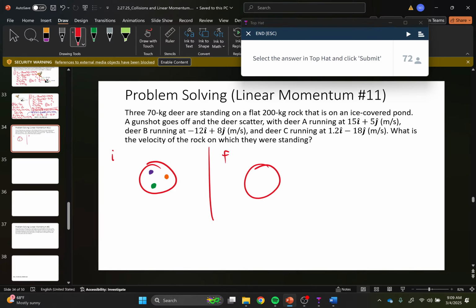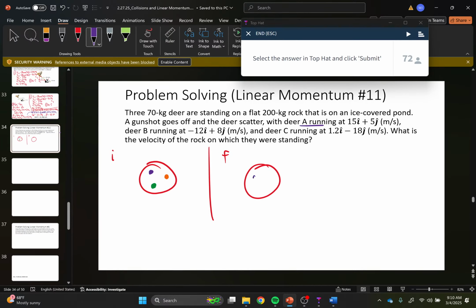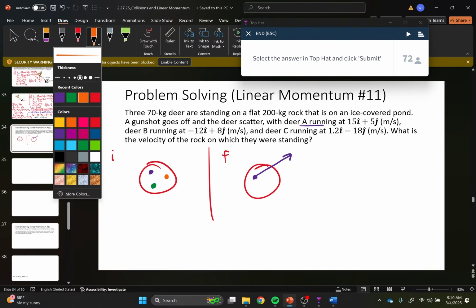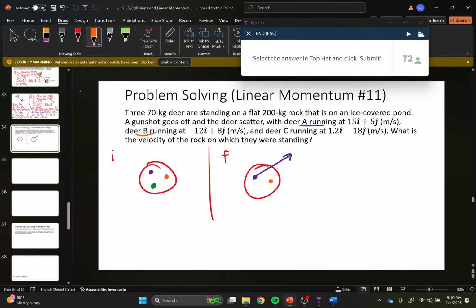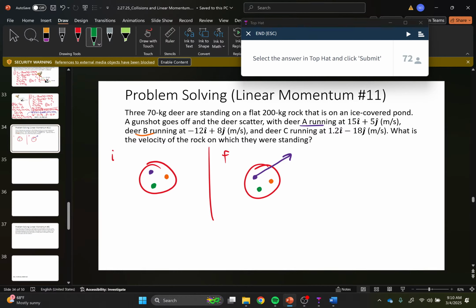And then my final, and this is just good practice drawing vectors and things like that. Deer A, again, we decided deer A is going to be purple. If you didn't draw these arrows, this is good practice. 15I, 5J, that's going to be more to the right and slightly up. That's the way deer A is going to go. If you didn't try actually drawing these accurately, I encourage you to do so. In fact, go ahead and do the other 2 if you haven't. I'll give you all a few moments. Practice drawing vectors. It's a skill that doesn't go away. You're going to need it for Physics 1 and Physics 2.